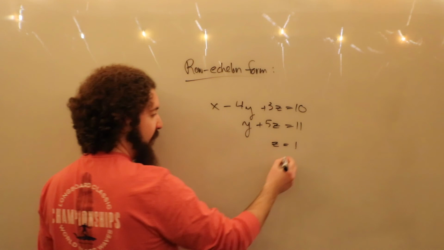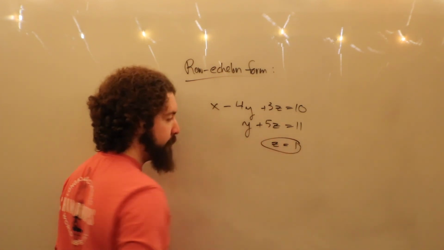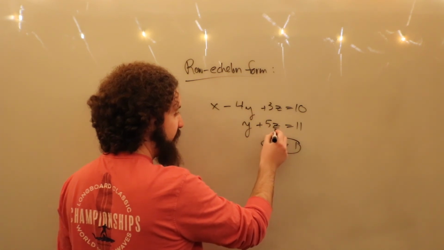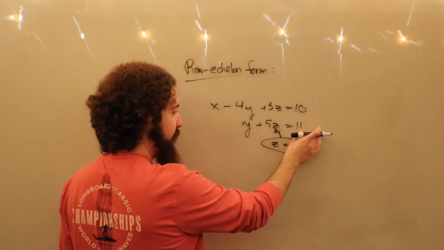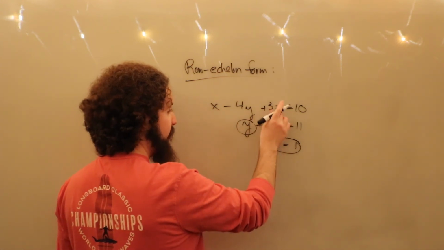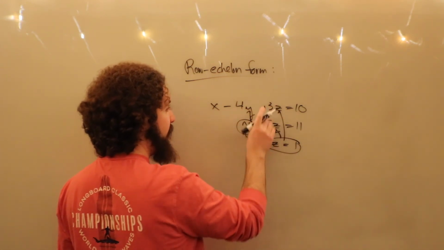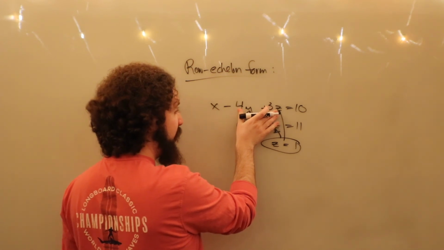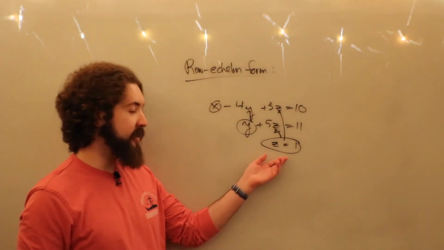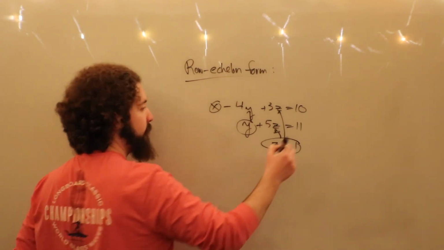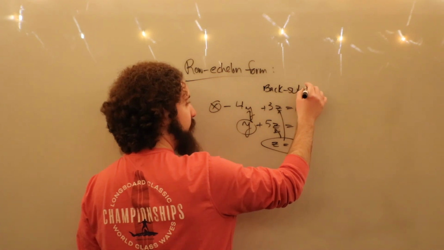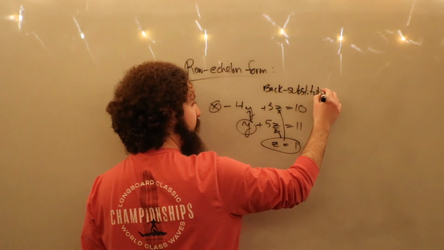Why? Because the last equation already gives us z, so what can we do? We can plug z into the previous equation, then move this number to the other side, then we have y. Then we can plug z into here and y into here, and once again move both numbers to the other side, and we get x. This process is called back substitution, and it is a very easy way to solve a system of linear equations.